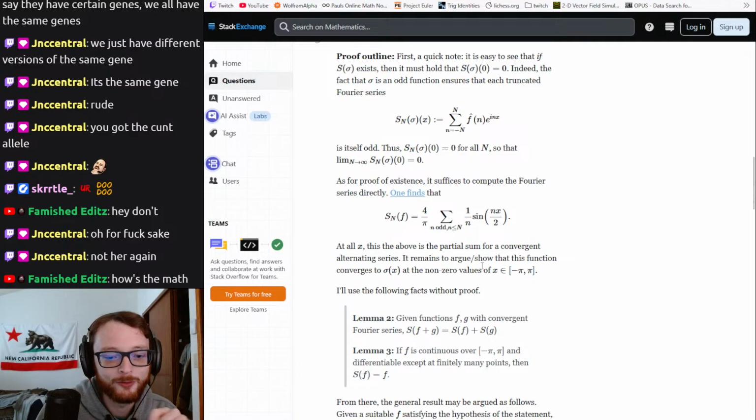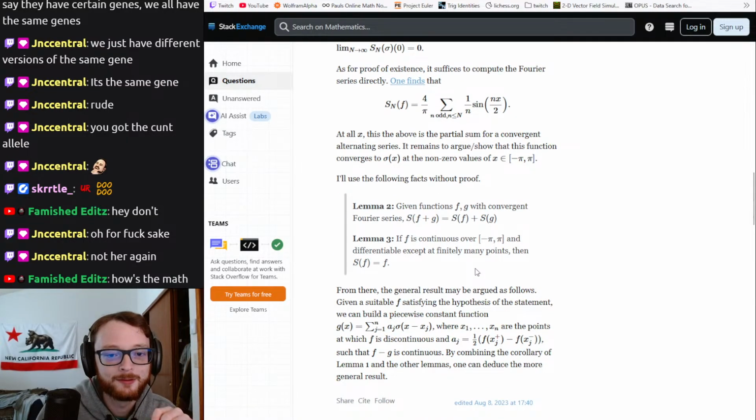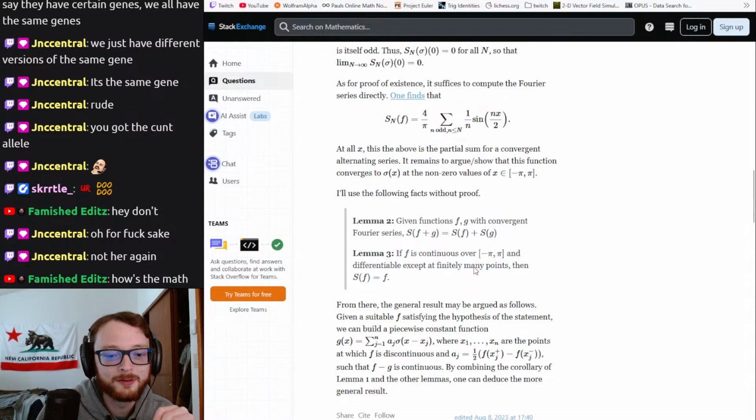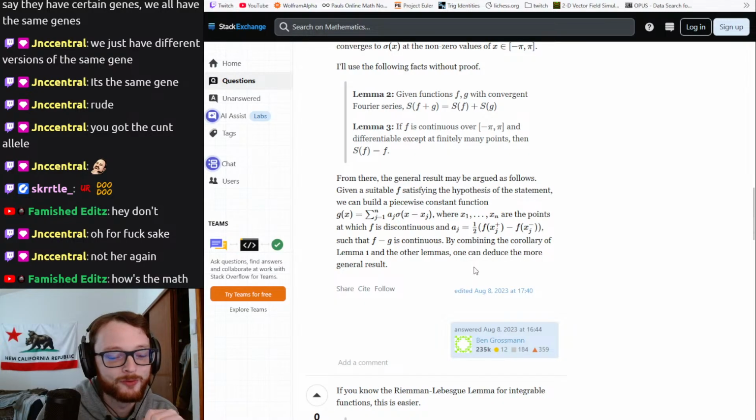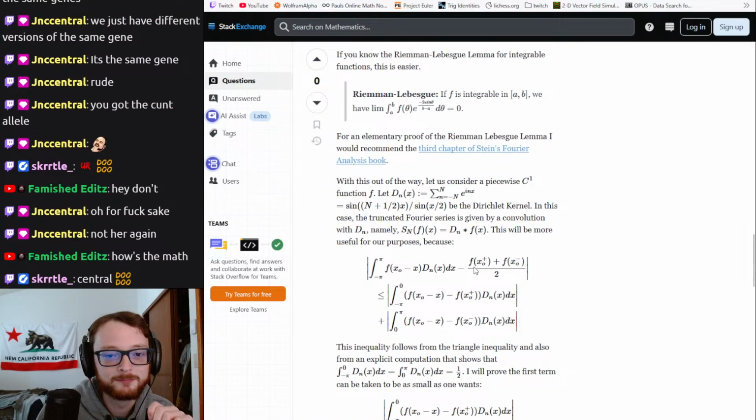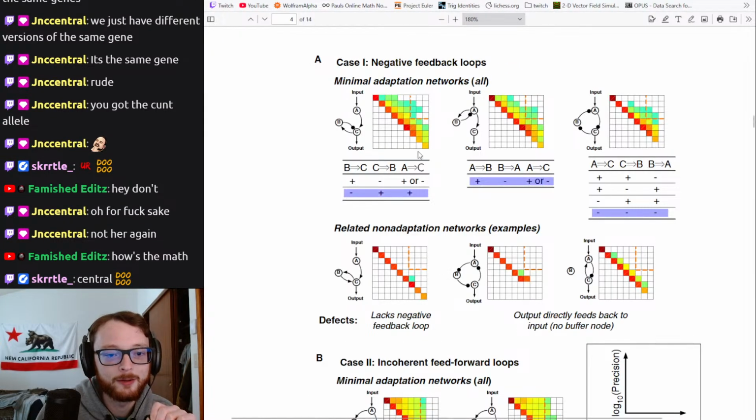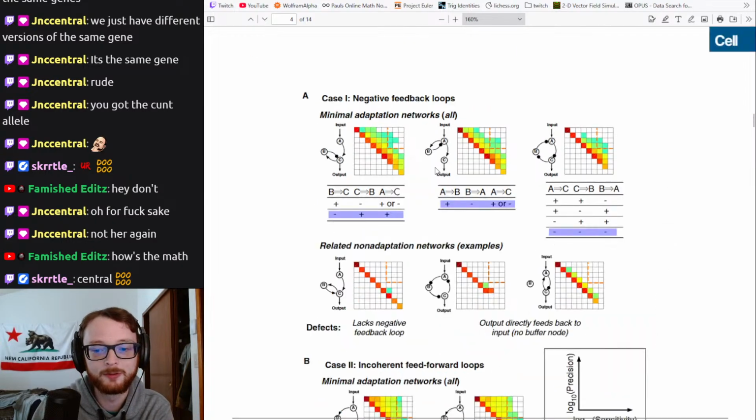Just trying to figure out this annoying problem with Fourier transforms. And then we're going to get into this math biology paper.